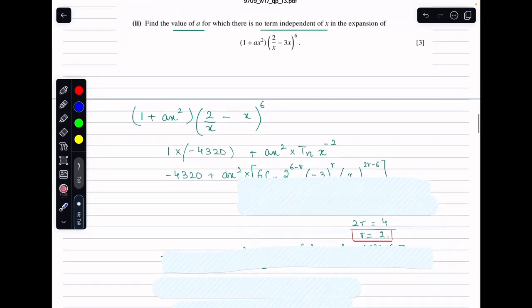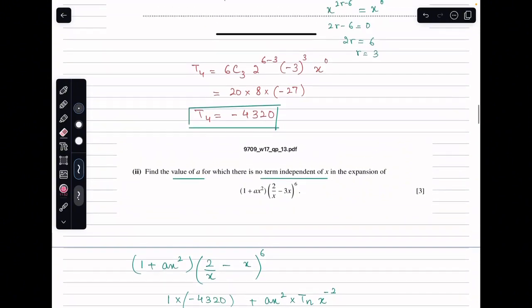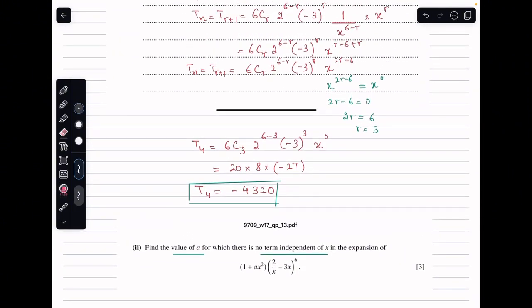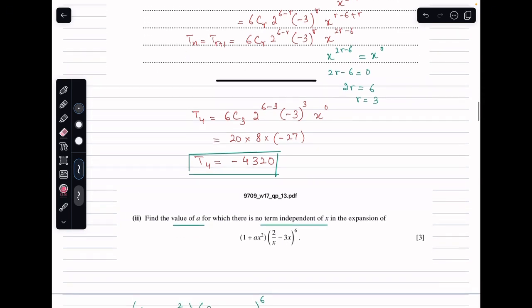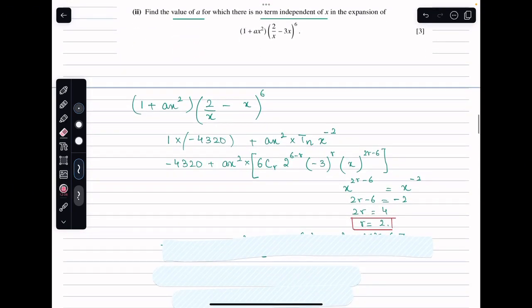So to solve that, again I will be using the term formula for (2/x minus x) to the power 6. We already got the term formula from the previous part, which said that it has to be x to the power 2r minus 6. In the previous part, we were saying it was equal to x to the power 0, whereas in part 2, we should say that this has to be equal to negative 2. So x to the power 2r minus 6 equals x to the power negative 2. Solving for the indices, 2r minus 6 equals negative 2, 2r equals 4, therefore r will be equal to 2.